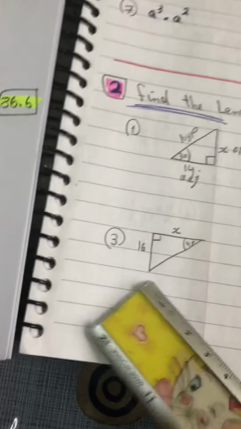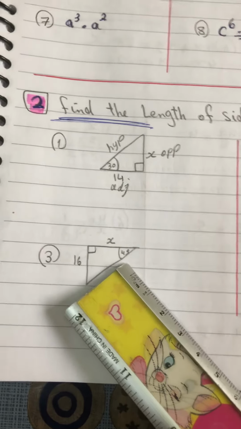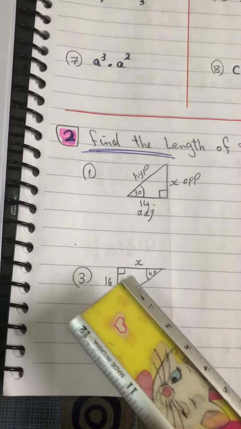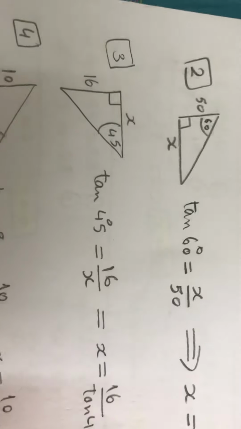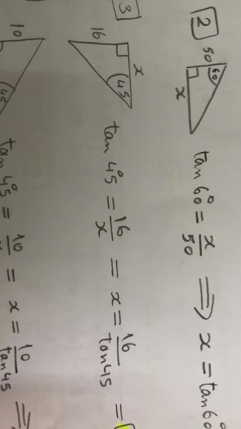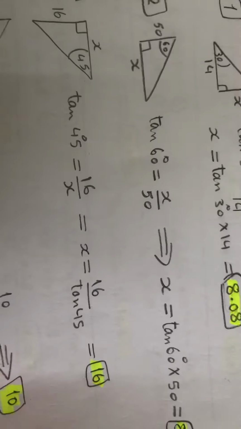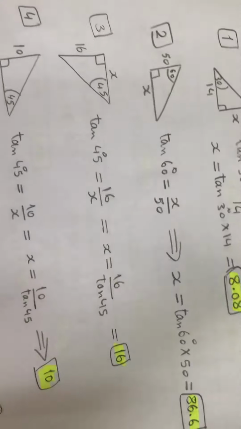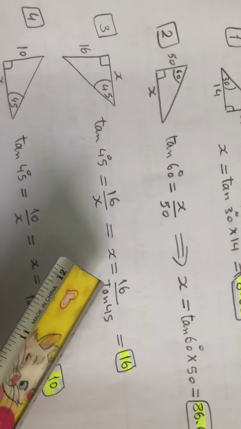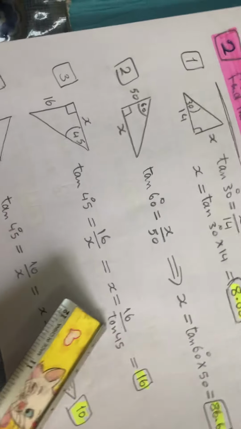The same way I calculate x by finding tan 45 equals 16 over x, because the opposite is 16 and the adjacent is x, like this. So x multiply tan 45 equals 16, so x itself equals 16 over tan 45. Please take care from this kind. So I'll divide 16 over the value of tan 45, you will get 16, because tan 45 equals 1.